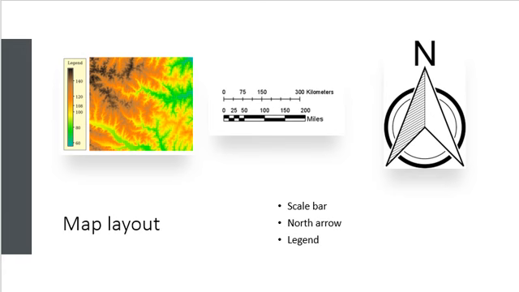Now let's talk about map layout. Do you remember that you made layouts last week in the tutorial? You added items such as legend, scale bar, north arrow to your map. And all these items are known as the map layout design elements of a map. Now we are going to learn more about these items or elements.